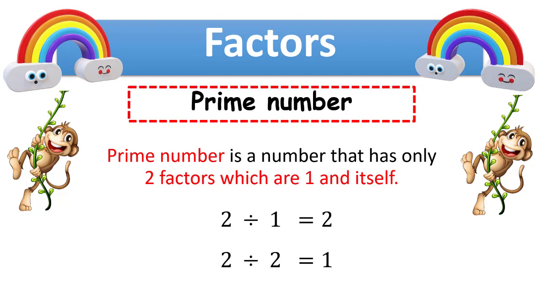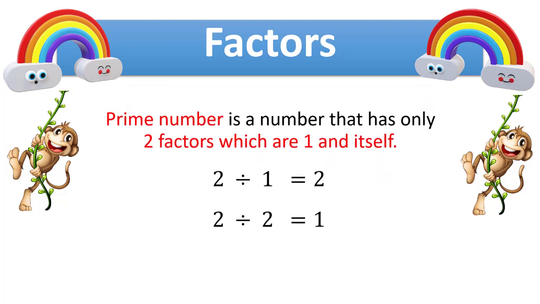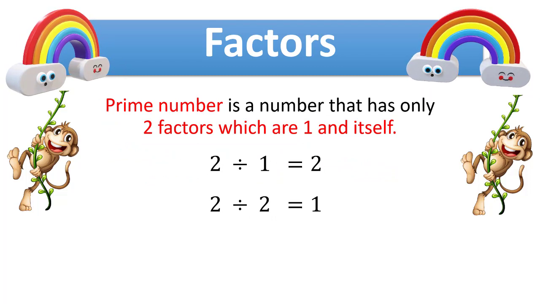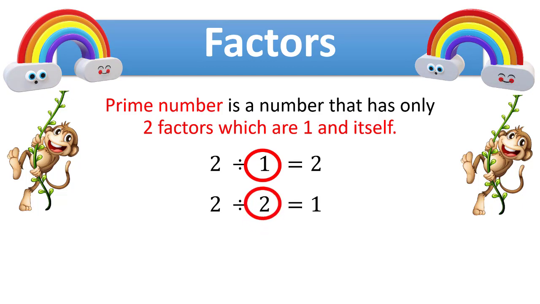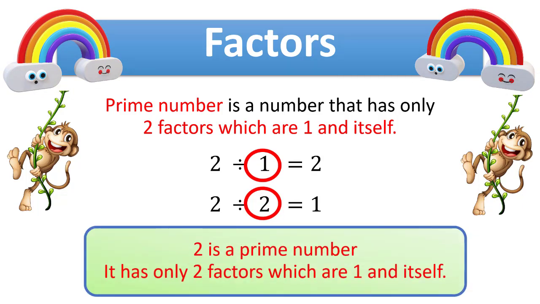Prime number. What is a prime number? Can you tell me? Excellent. A prime number is a number that has only two factors, which are 1 and itself. Can you see? 2 divided by 1 is 2. 2 divided by 2 is 1. So, 2 is a prime number because it has only two factors, which are 1 and itself.